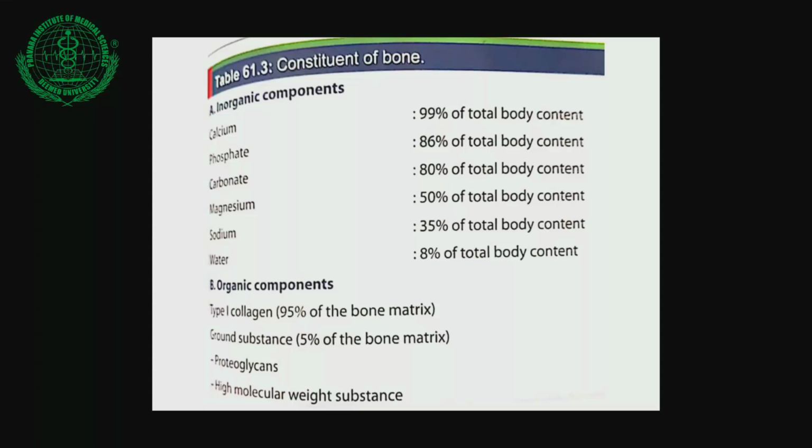Bone is a compact living connective tissue which is vascularized. It plays an important role in calcium and phosphate homeostasis, in addition to its other important functions also.